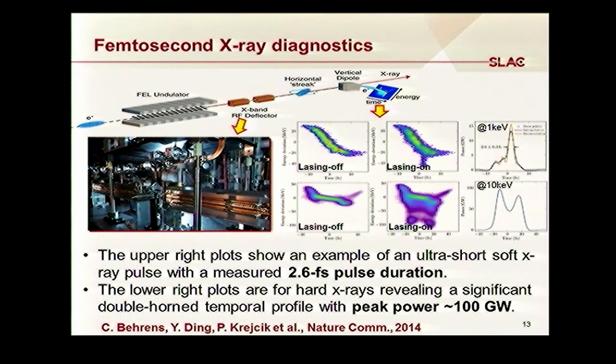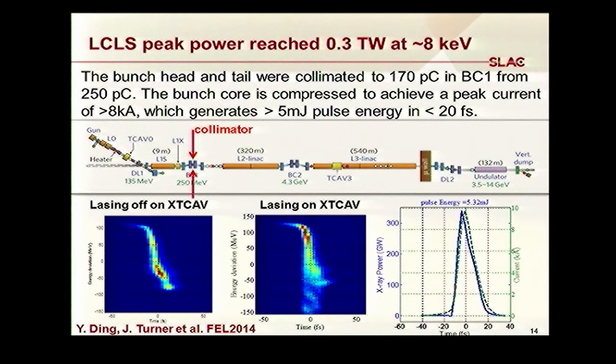So it's probably not the best way. What you really want to do is put them all into a shape like this, moving these two peaks into a single peak. You have more intensity in the right place. With that tool, that's exactly what they did. Remember this double horn structure now becomes a single peak, and intensity went up. So this is getting close to the highest peak power generated at LCLS, about 0.3 terawatt.